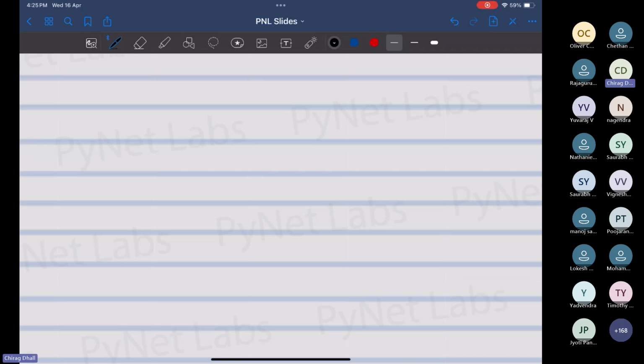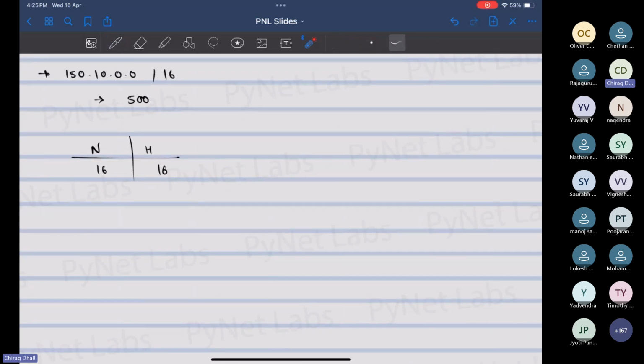Now let's say I am provided with a network 150.10.0.0/24. Not 24, now it's Class B, so it's going to be /16. And the requirement is of 500 addresses. The default distribution of network and host bits is 16 and 16. Correct? I need to know what number of bits will have 500 addresses in it.